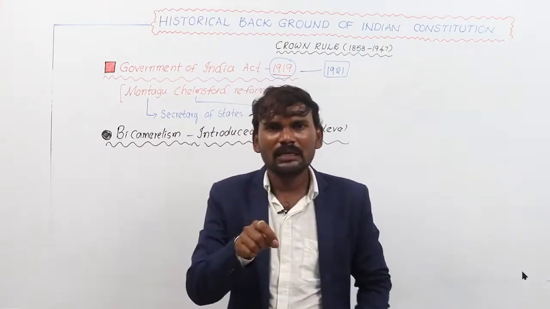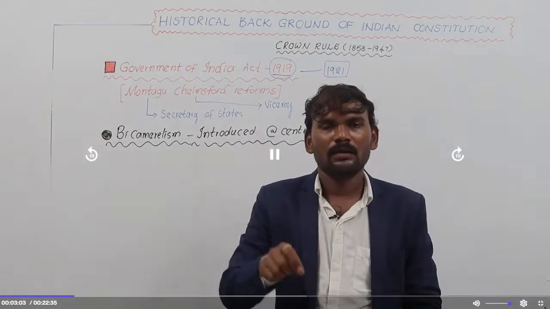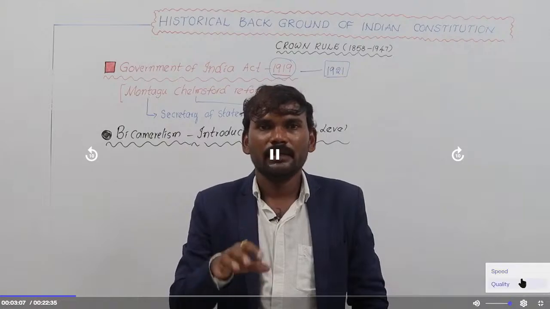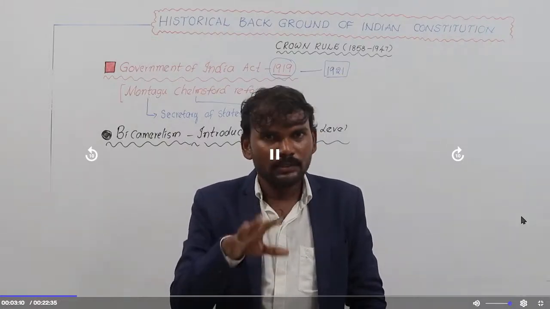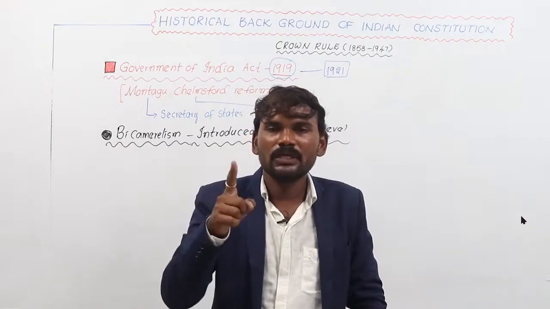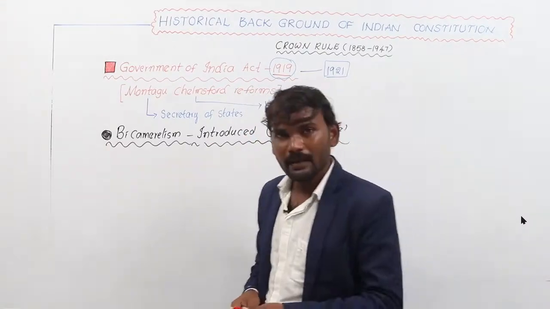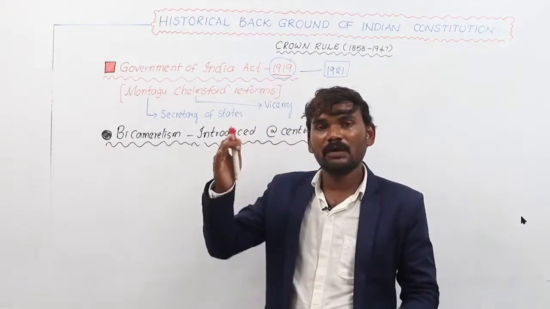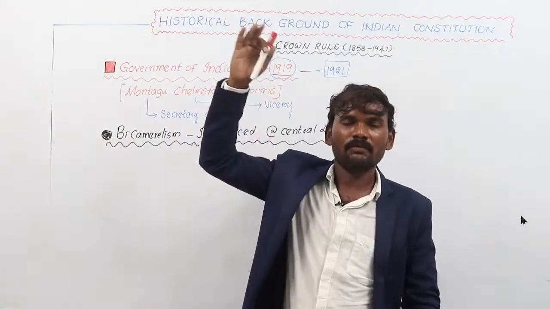Bicameralism is still implemented in India. Today, our legislature, the Indian Parliament, has two houses: upper house Rajya Sabha, lower house Lok Sabha. This type of bicameralism was introduced by the British Empire by the Act of 1919. So at which level was this bicameralism concept introduced? Not at state level. At central level, it was introduced.